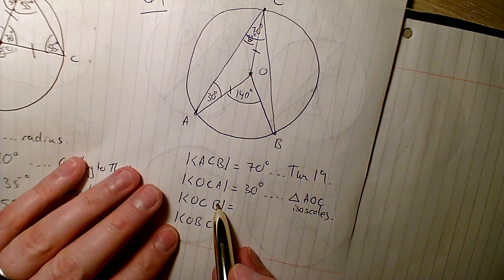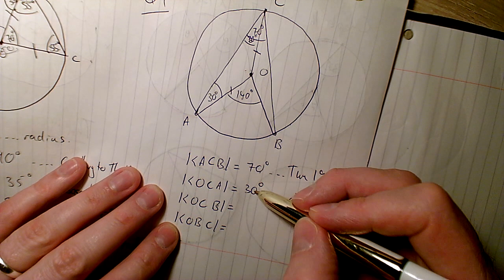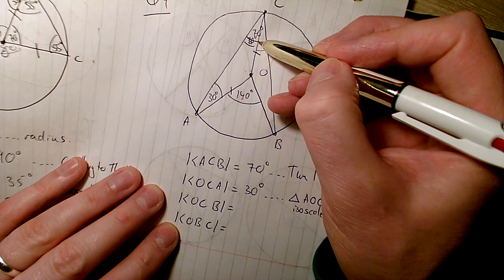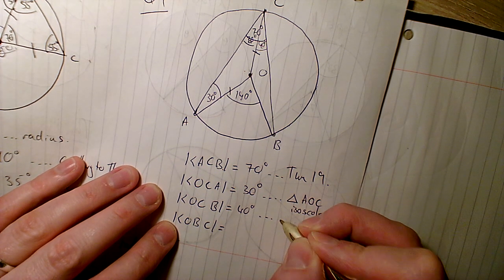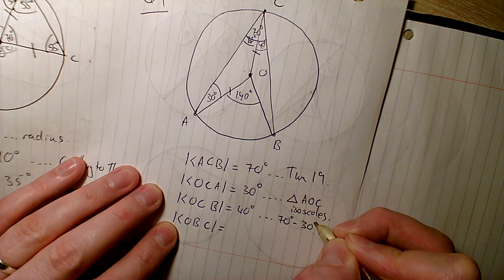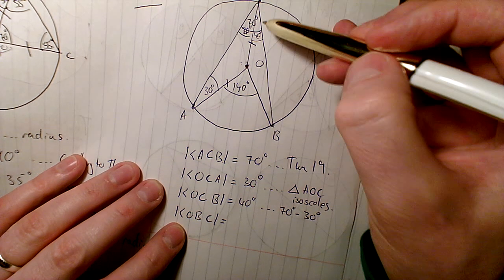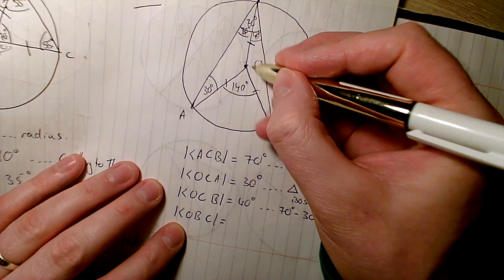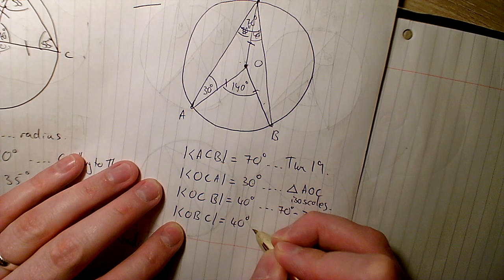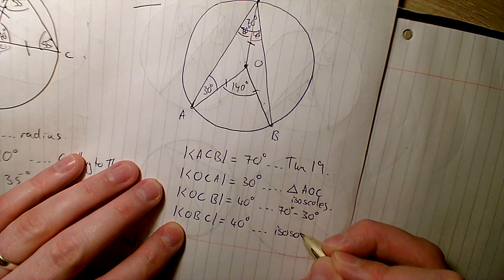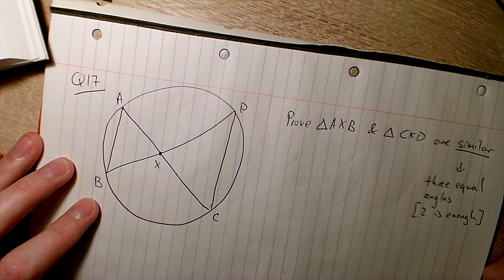The angle OCB, well, we know that ACB is 70, take away that 30 leaves 40 degrees here. That's just because it's 70, take away 30. And finally, the angle OBC, well, this again is an isosceles triangle because you've got two radiuses, so that's 40 degrees as well. Okay, so there's question 9.